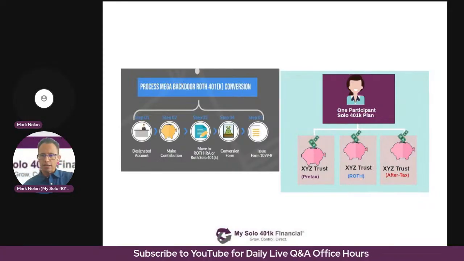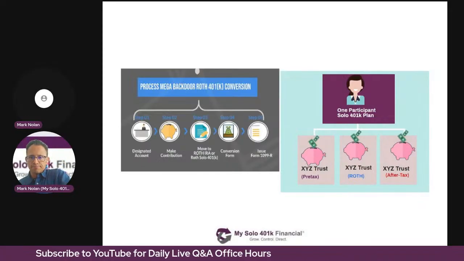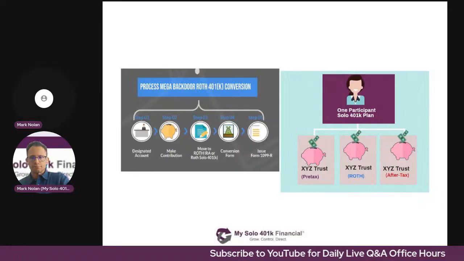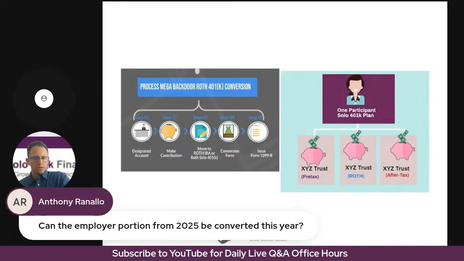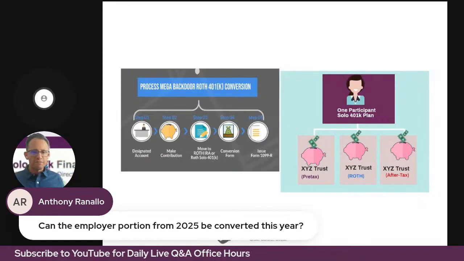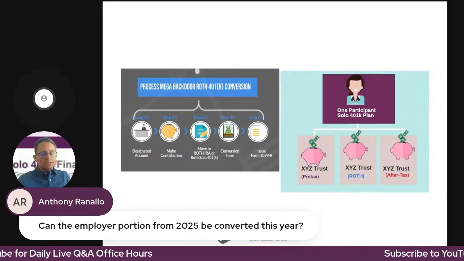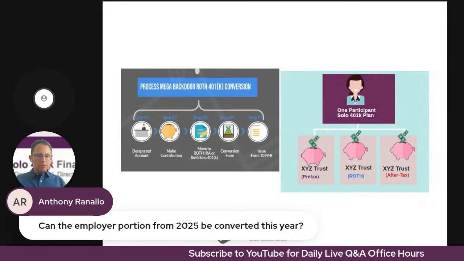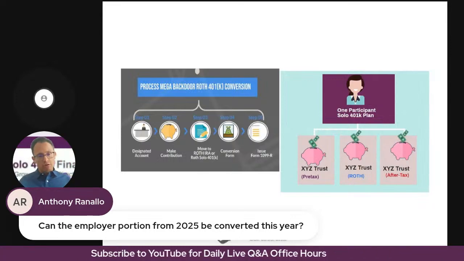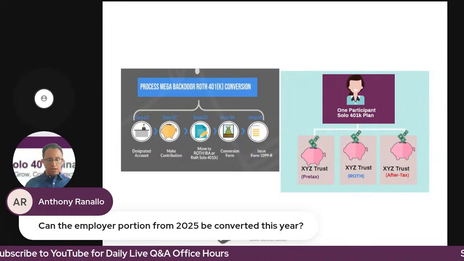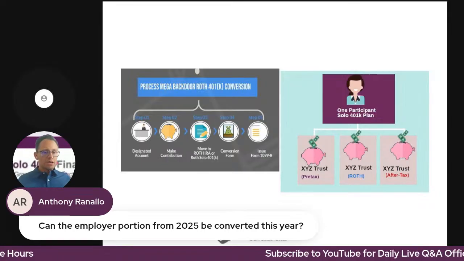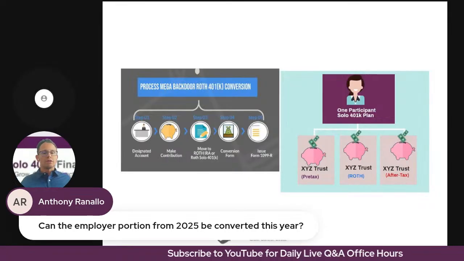Good question. Okay, let's keep going here. Here's a question. Can the employer portion from 2025 be converted this year? Yes, good question. You can process conversions, whether you're converting voluntary after-tax solo 401k funds to the Roth solo 401k or converting pre-tax solo 401k funds to the Roth solo 401k. Those can be done anytime during the year.